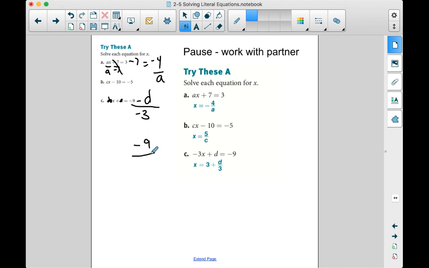So you can think of it this way. There, they cancel. 9 divided by 3 is 3. And here you have a double negative. So once again, that cancels and becomes positive. D divided by 3 would be what you're left with. Okay, please raise your hand if you have any questions during this process, or write your questions down, and we'll go over them as soon as possible after this.